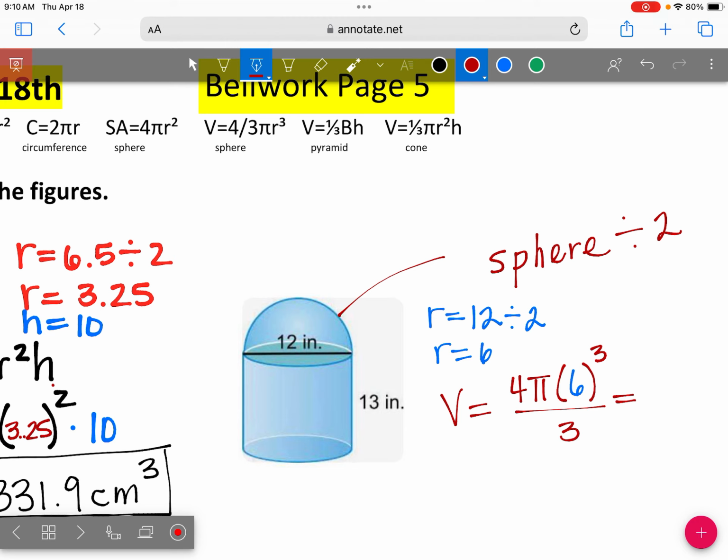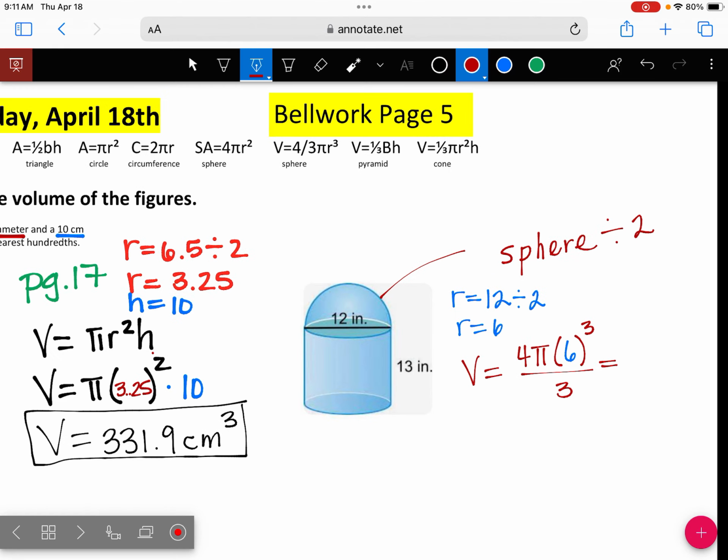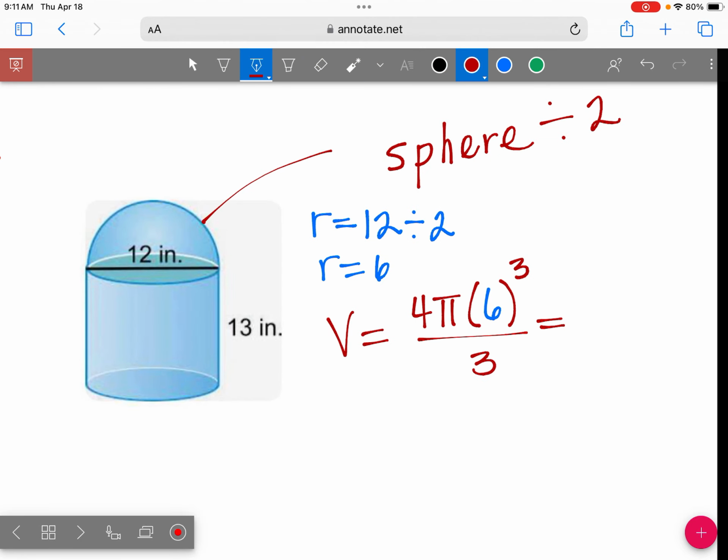That would be 4 pi 6 cubed divided by 3. But that's for a whole sphere. So a whole sphere is 904.8. But we don't have a whole sphere, right? Because that's just half of one. So we need to take that number, that 904.8, and divide that by 2 because this is half.